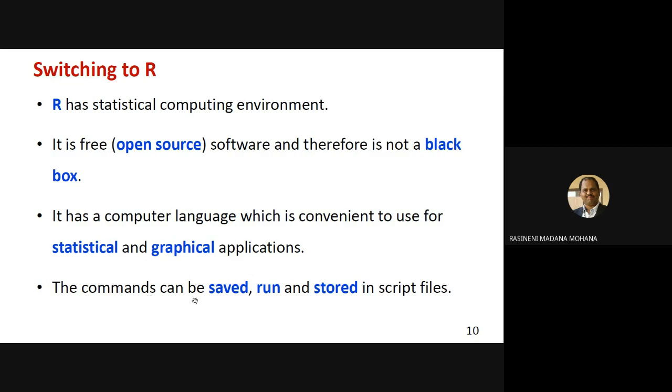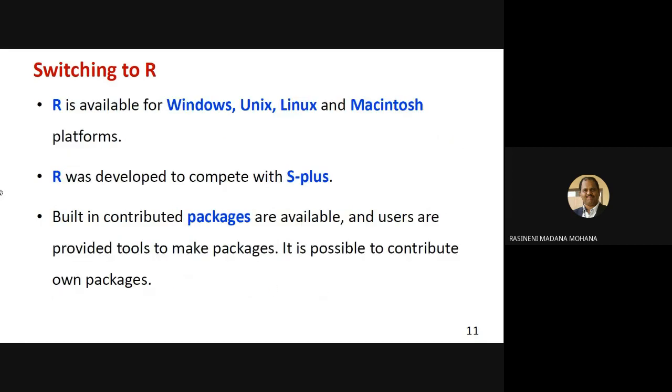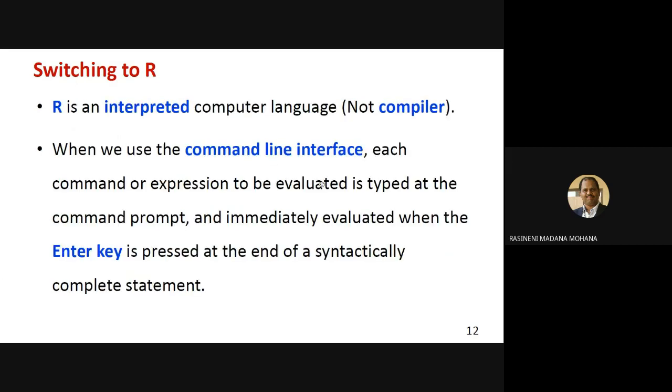So the commands can be saved, run, and stored in script files in R software. Then R is available on almost all platforms like Windows, Unix, Linux, and Macintosh. R was developed to compute with the S+ language. Built-in contributed packages are also available, and users are provided tools to make packages. It is possible to contribute our own packages also. Then R is an interpreted computer language, meaning not a compiler.